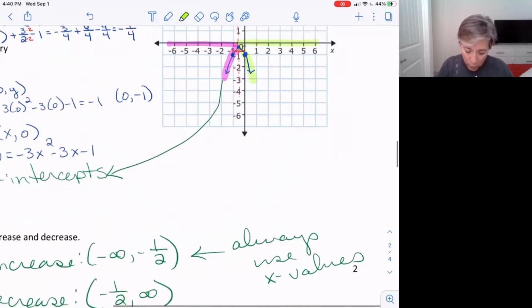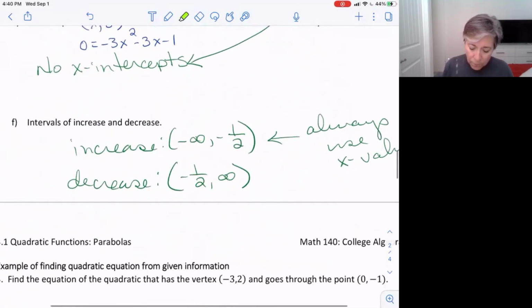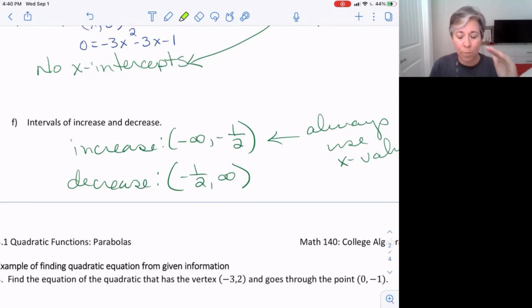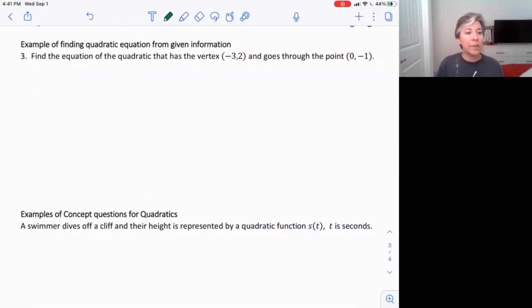Now notice when we wrote it in interval notation, the -1/2 is in parentheses for both. At your vertex, which is your max or your min, it is neither increasing nor decreasing, right? It's a turning point. So you do not use a bracket stating that it's still increasing at that value. We'll use parentheses always.